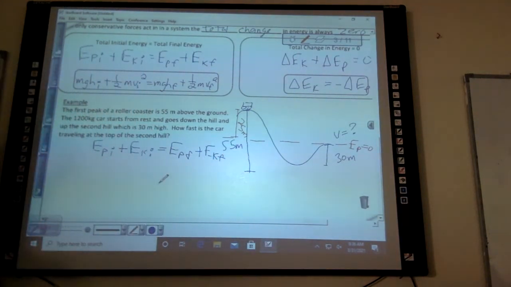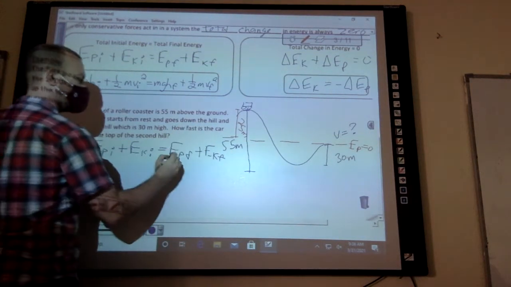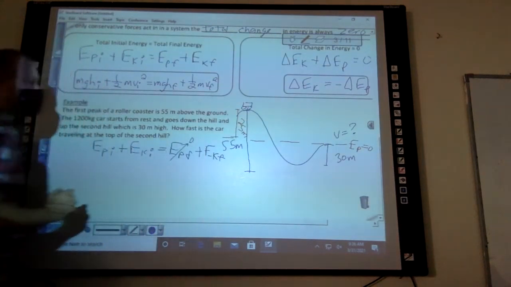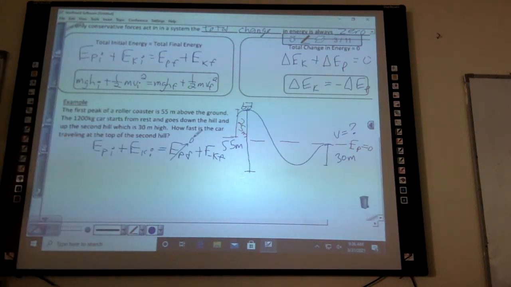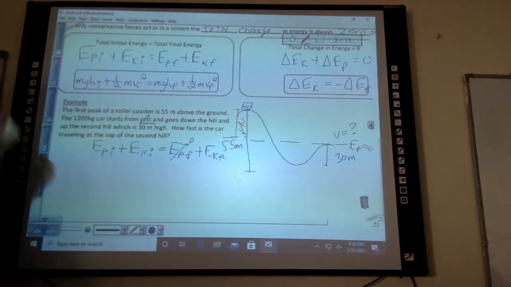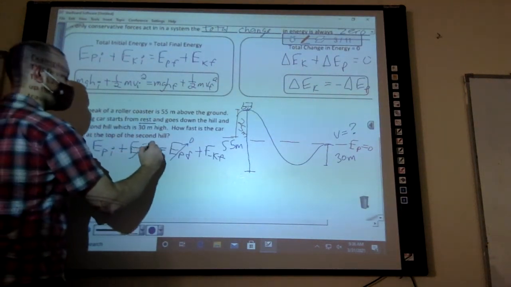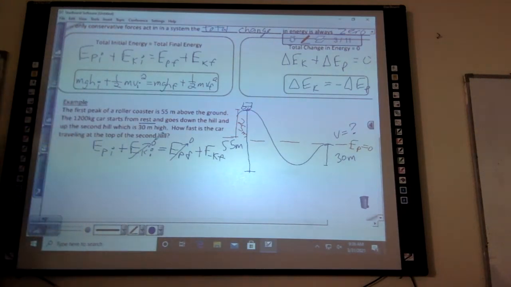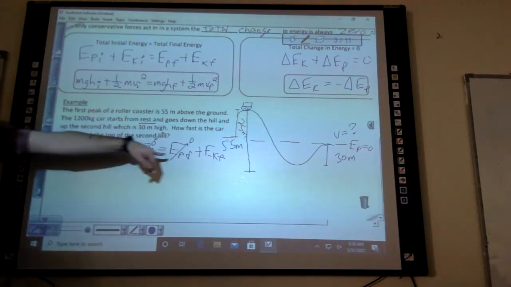And first, let's check, is there anything I can cancel out because it's 0 at this point? EPF, yeah, because we just said that that's 0. What else? EKI, yeah, because I'm starting at rest. So if I'm at rest, there's no kinetic energy initial. So this makes it a lot easier. Now I'm just left with EPI equals EKF.